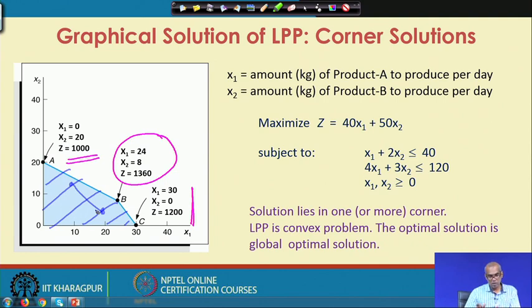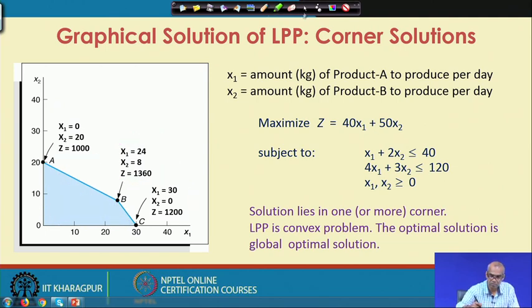So, the feasible region is convex, the objective function is convex, it is a convex programming problem. So, the optimal solution is actually a global optimal solution. The optimal solution for the linear programming problem is a global optimal solution, because a linear programming problem is a convex optimization problem.